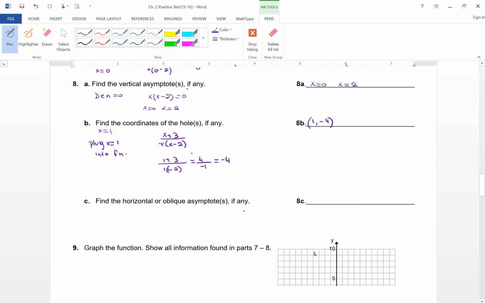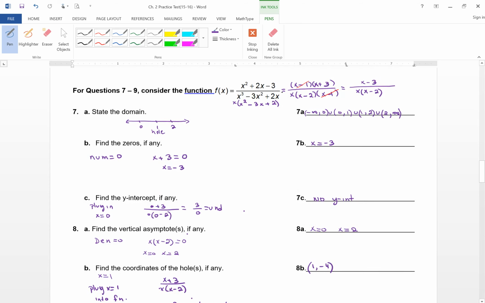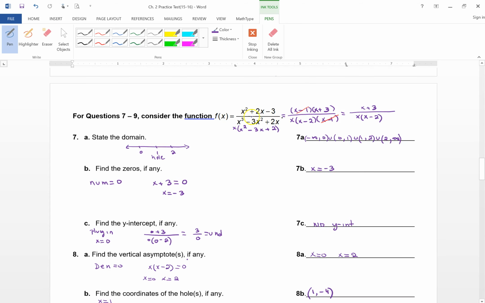All right, so that's where that is. Okay, find the horizontal or oblique asymptotes, if any. So what do you think? Does this equation have a horizontal or an oblique asymptote? It's either or. Horizontal.